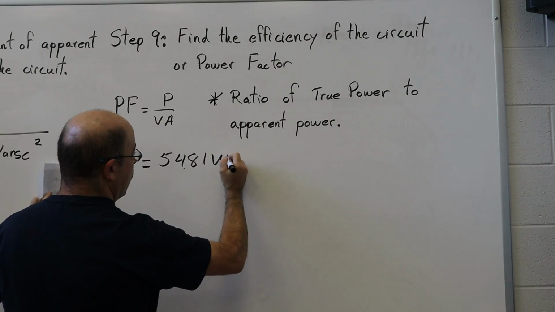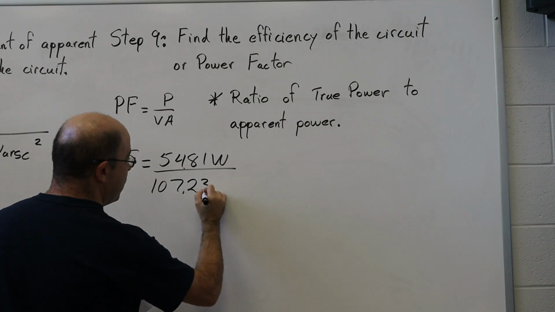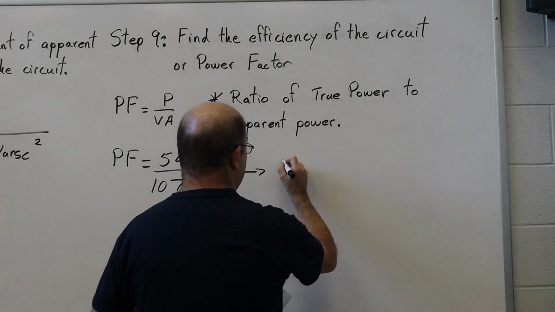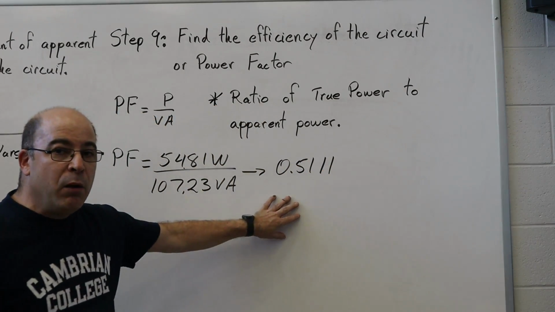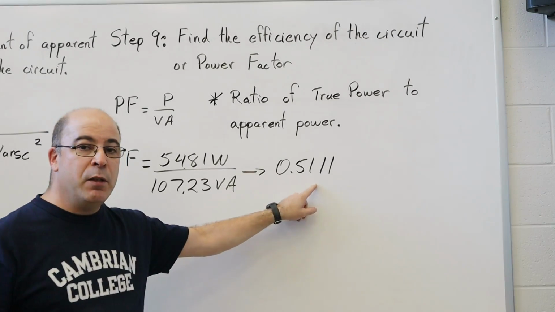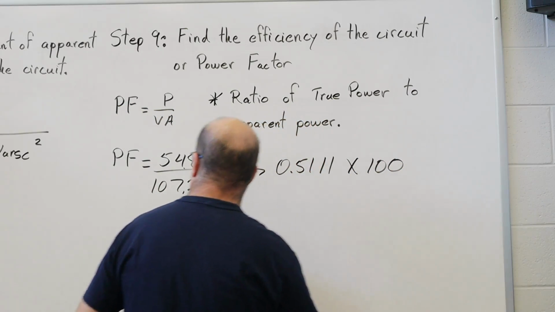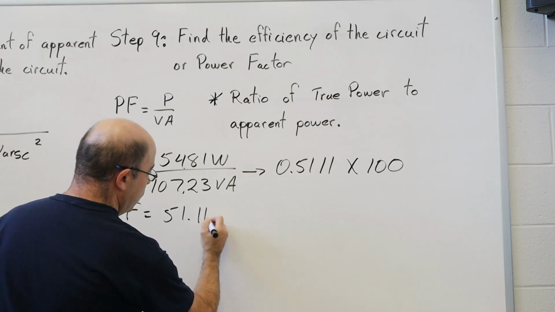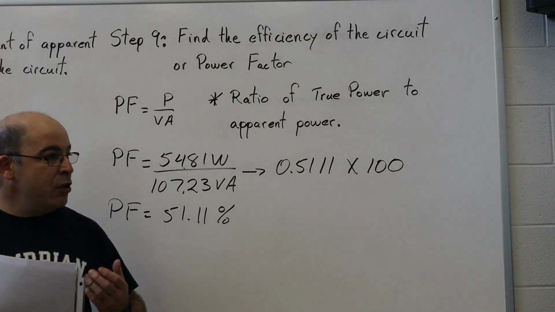54.81 watts divided by 107.23 VA. And that's going to give us 0.5111. Now, power factor is usually expressed as a percentage, and so I would have to take this value and multiply it by 100, giving me for an answer 51.11%. Now, all that remains is to determine angle theta.